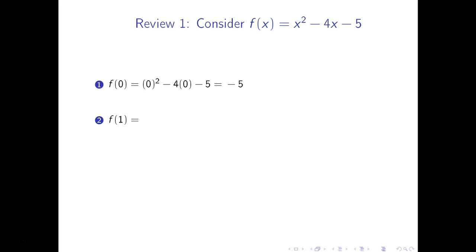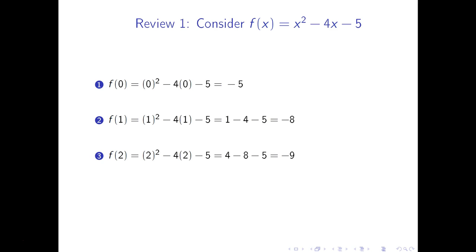Hopefully you did it by plugging in 1 in all the spots where x is. We simply do the arithmetic, because 1 squared is 1. Negative 4 times 1 is negative 4. Then we do our subtraction, and we get negative 8. Okay, what's f of 2? Go ahead and pause the video and find it. Again, we can start by plugging in 2. 2 squared is 4, and so forth. Subtraction, I get negative 9.